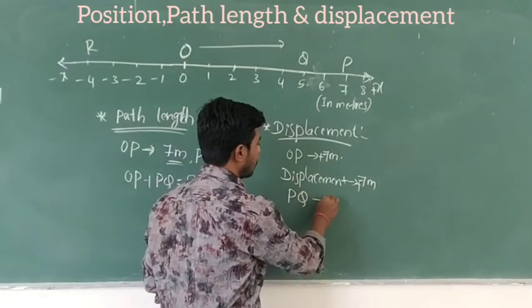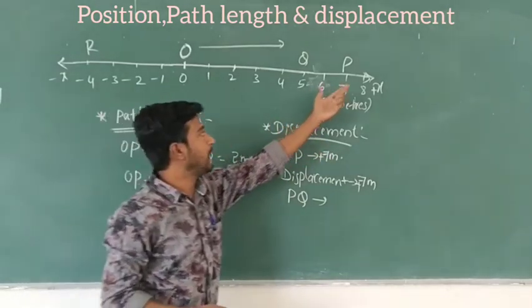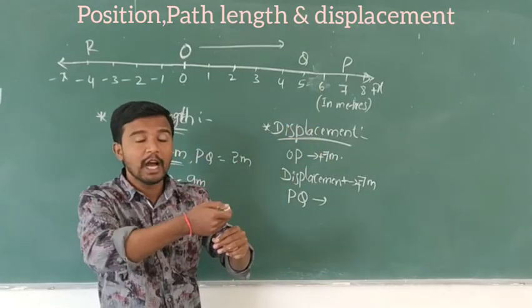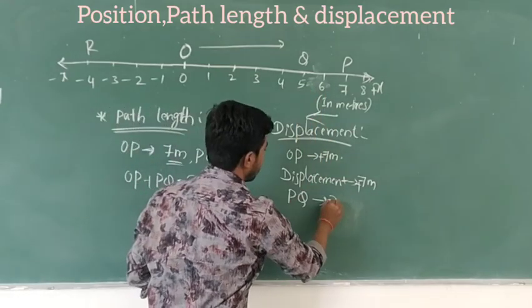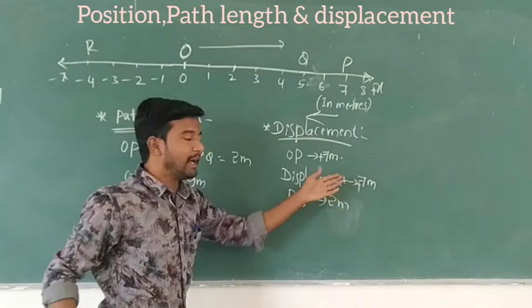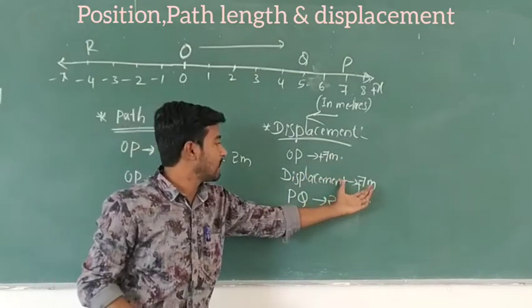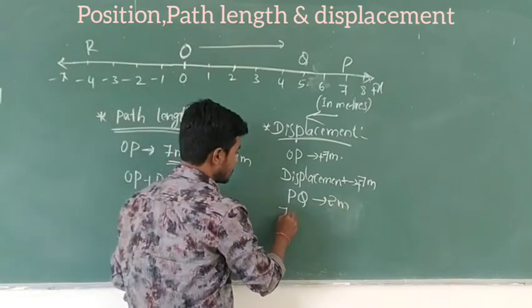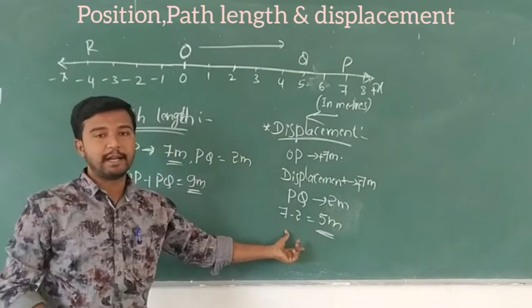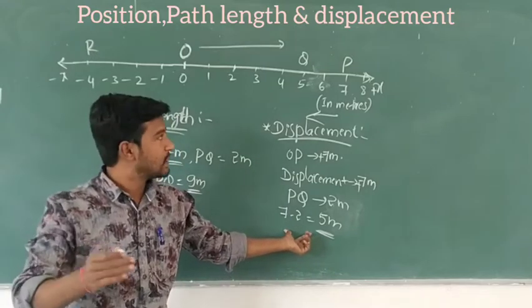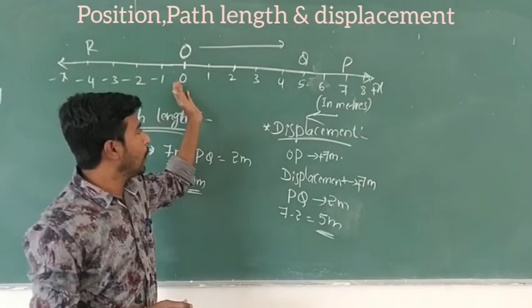P to Q means against the x axis. So here the opposite direction comes. That is 2 meter and we have to subtract it. Okay, 7 minus 2 is 5 meter. This is the displacement.